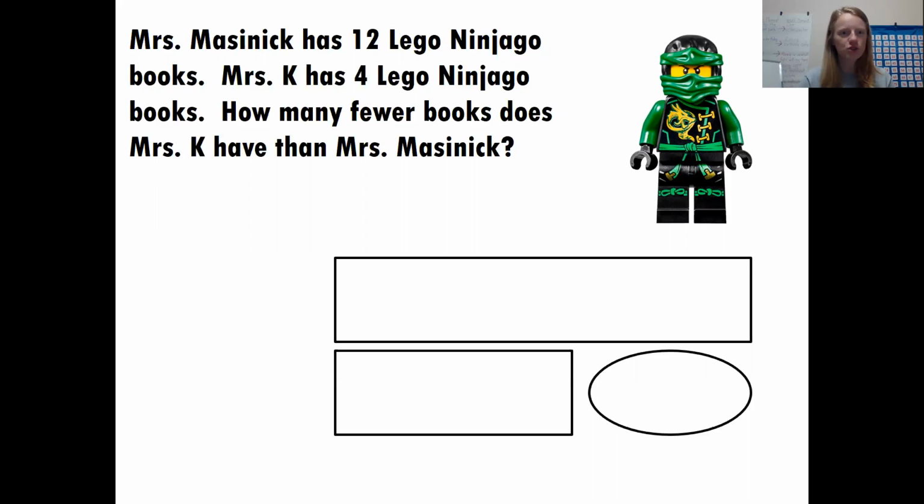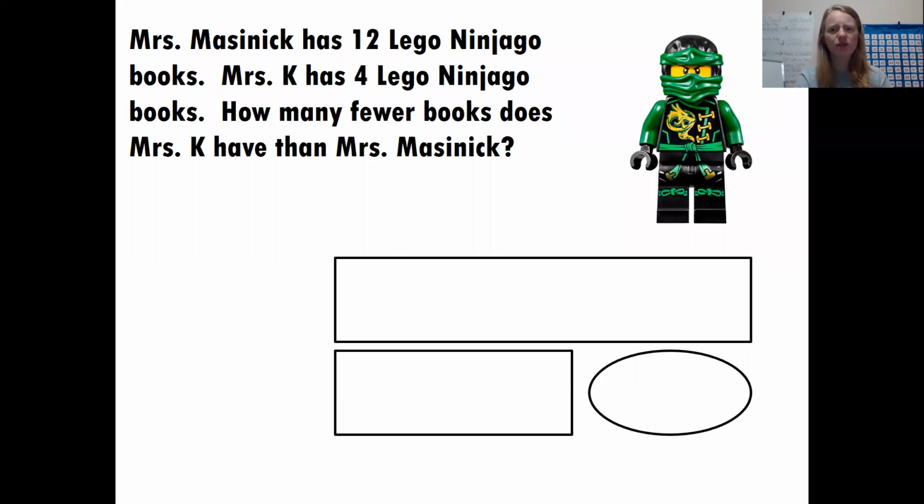So let's read our first story. Mrs. Masonic, we know a Mrs. Masonic. She's our Media Center coordinator. Mrs. Masonic has 12 Lego Ninjago books. Mrs. K, we know her too, has 4 Lego Ninjago books. How many fewer books does Miss K have than Miss Masonic?